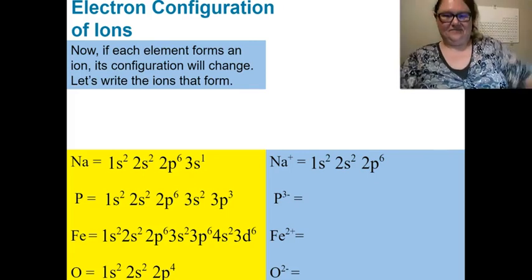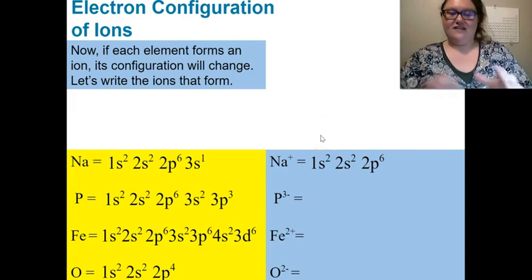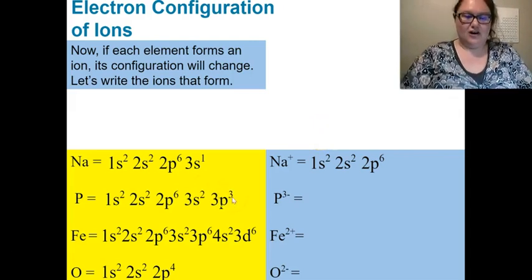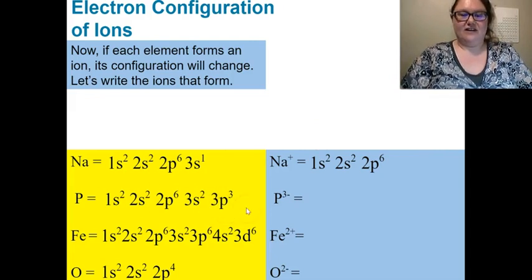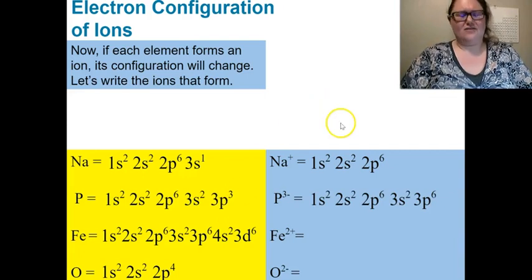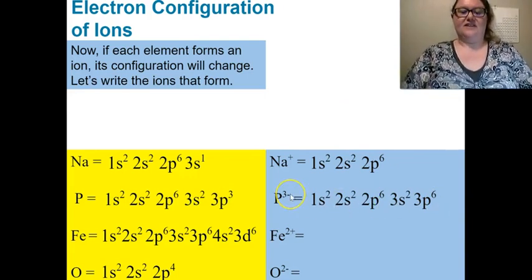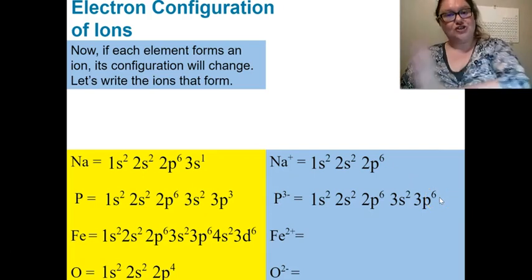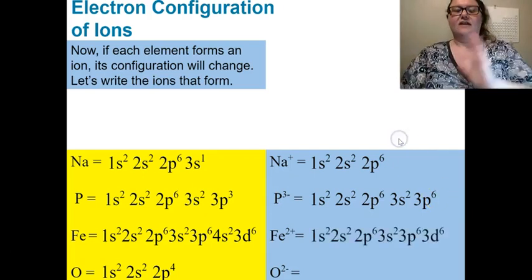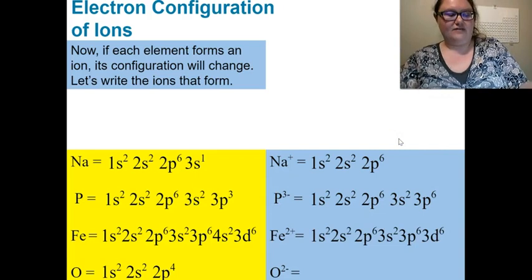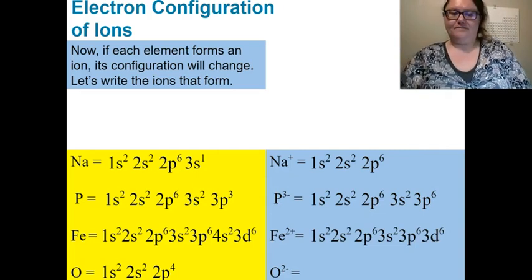This is a pattern. Let's look at phosphorus. Phosphorus would love to unload these 3 electrons right here so that it can have the configuration of a noble gas. Add to it, I'm sorry. It would love to add to these 3 electrons to get 6. And so phosphorus does that. It becomes a -3 charge. And so adding those 3 electrons pushes the configuration out. So now phosphorus will have the configuration of argon.